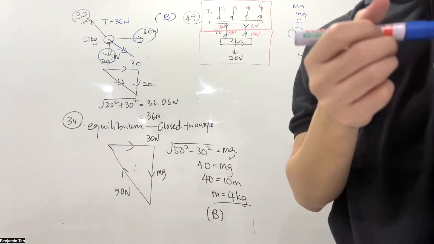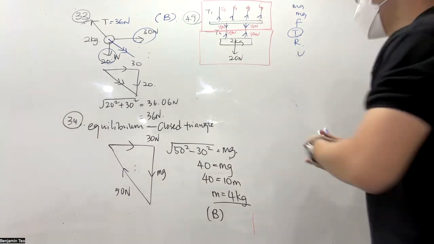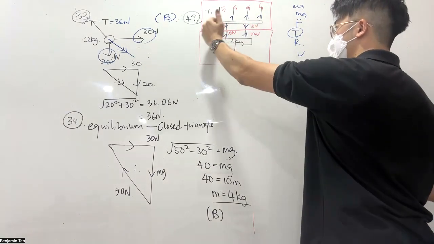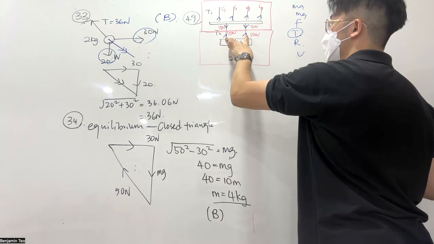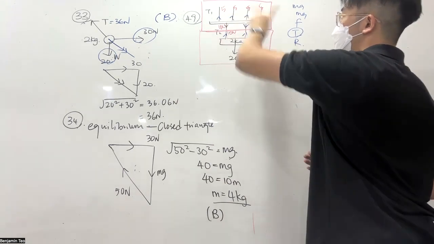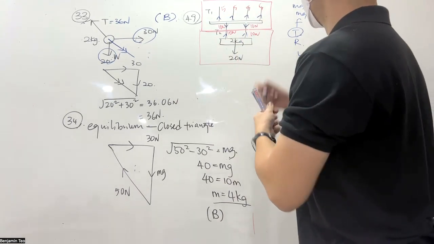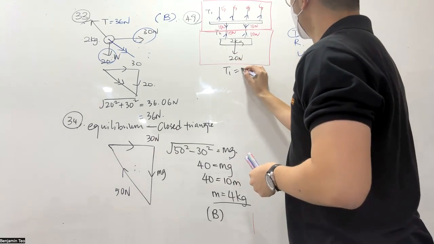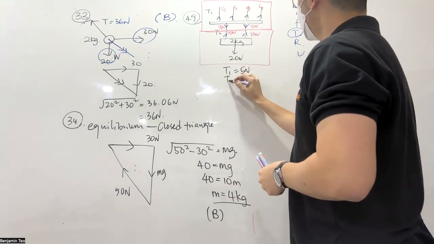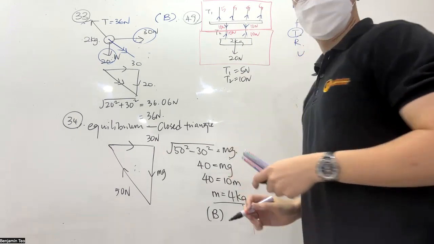This is how you analyze systems in equilibrium. You look at one object at one time, find the forces, use that, try to decide. Okay, so T1 is 5 Newton, T2 is 10 Newton.